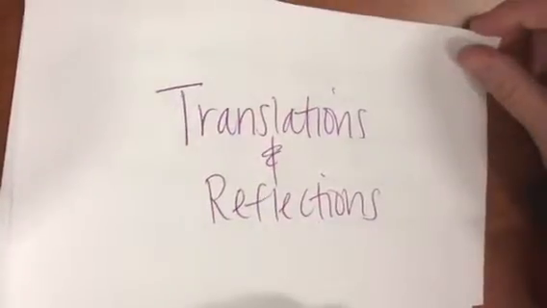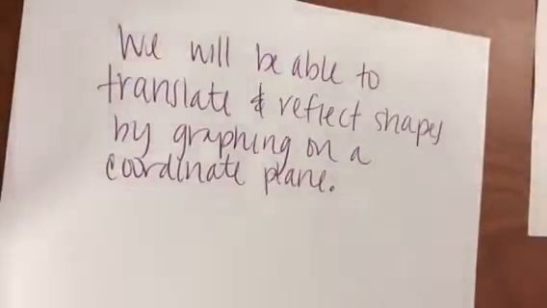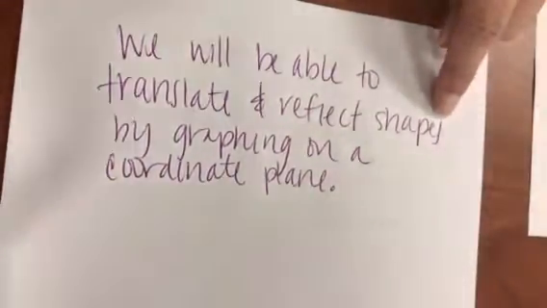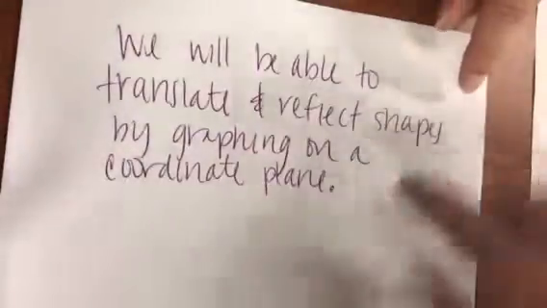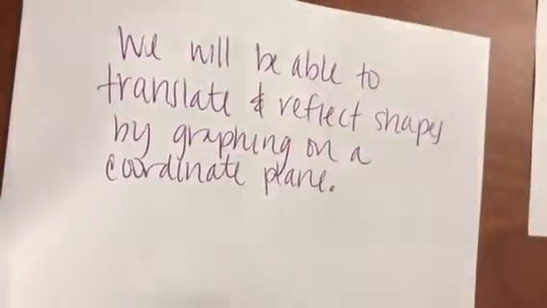So we're talking translations and reflections. Our learning target is we will be able to translate and reflect shapes by graphing on a coordinate plane. Shapes? That looks like shapy. I know, because my S is weird. It's a crooked cursive S. We'll just call it shapey. Reflect shapey by graphing on a coordinate plane.